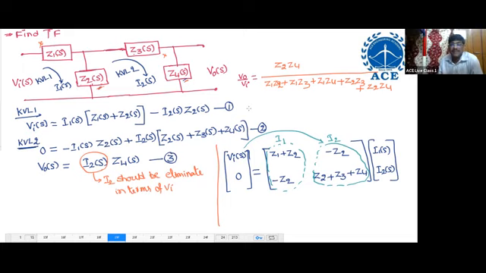It may be real, it may be imaginary. If I write, for example, s plus 2, this zero is real. If I write s square plus 2, this zero is imaginary, plus or minus j root 2. It depends on the term, na?